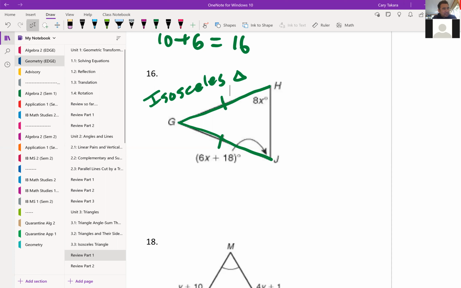Will you at least be able to set up an equation yet? So if you're struggling to figure out the equation, this is the property of an isosceles triangle that you should use.